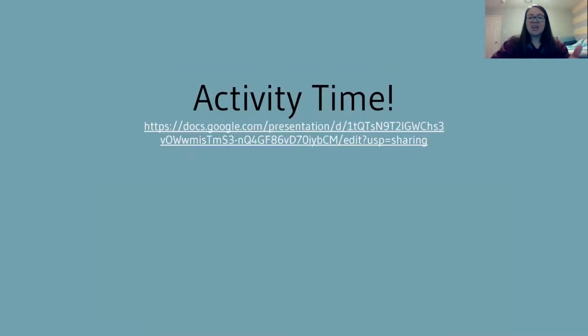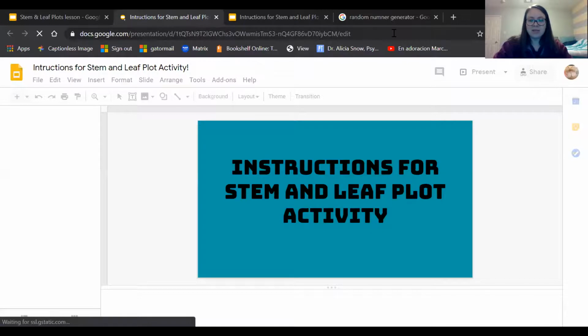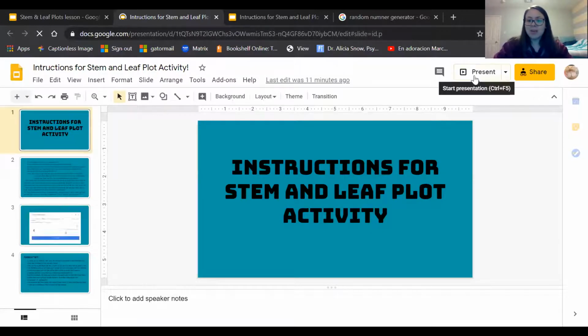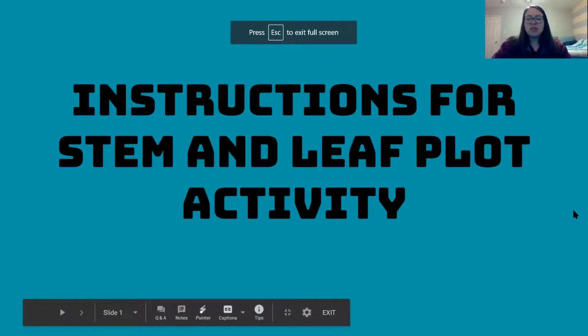And then we're on to the activity time. I somehow decided to make a different slides for the activity time just to explain it. I could have put it in the same one, but I decided to make it more complicated for myself, but here we are. So instructions for the stem and leaf plot activity.